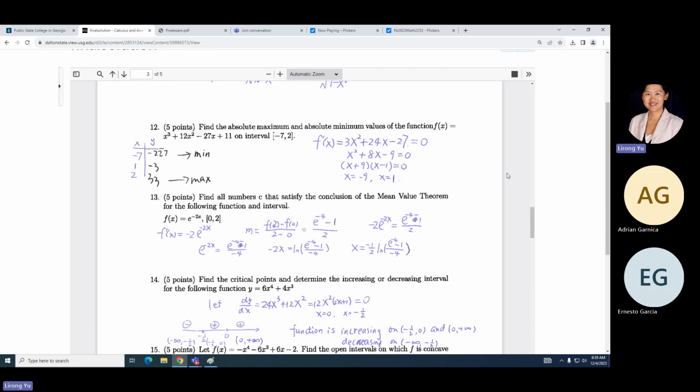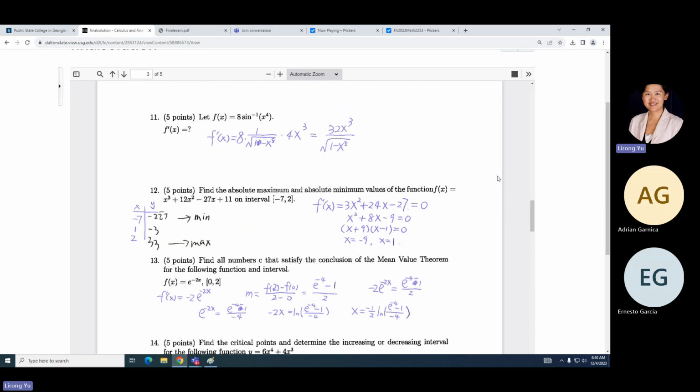Number 13 is the mean value theorem. So we find the mean value of the slope, which is f of b minus f of a, divided by b minus a. And then we let the derivative equal the slope. That's how we find the special number. So the mean value theorem basically says it's guaranteed there's a special point in the interval. At that point, the derivative equals the mean value of the slope. That is the main idea of the mean value theorem. Number 12 is a plain maximum and minimum value calculation on a closed interval.